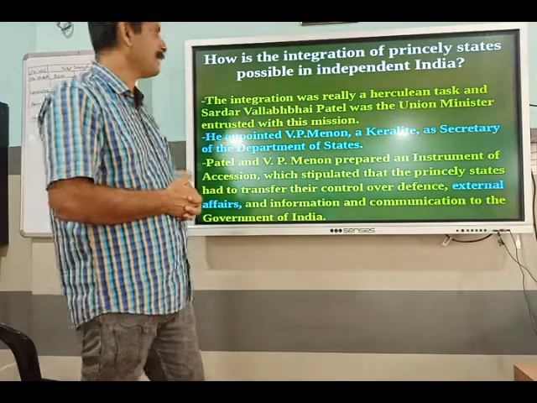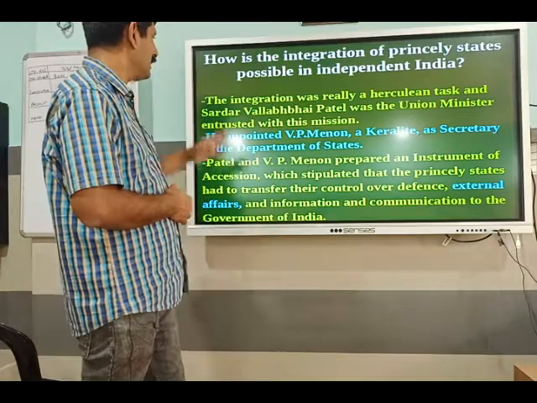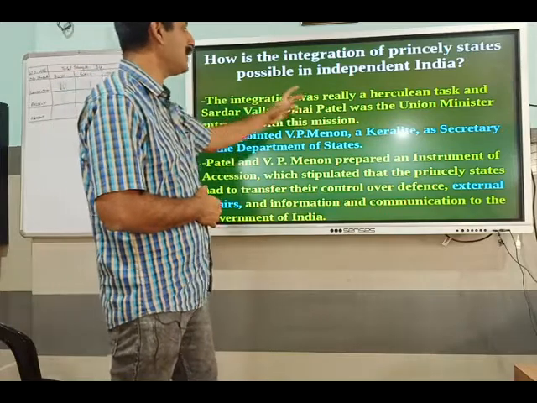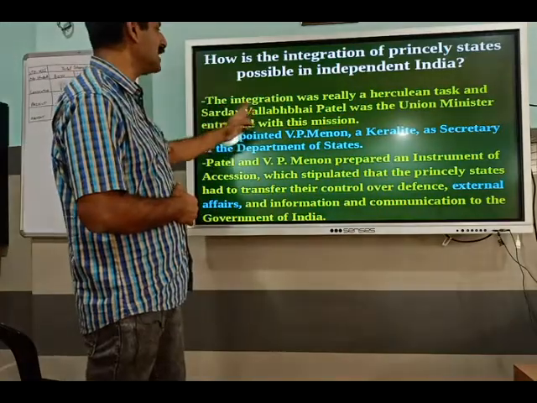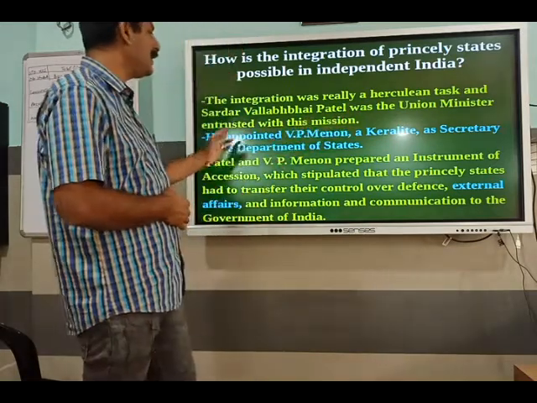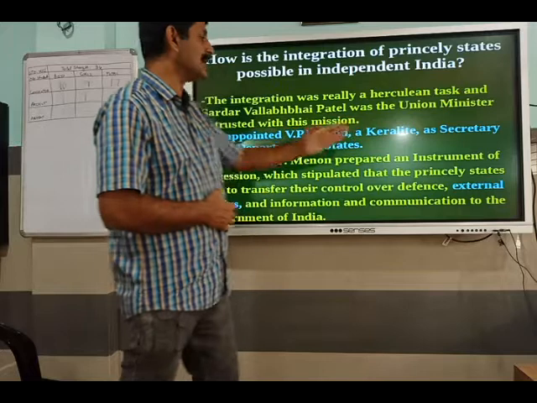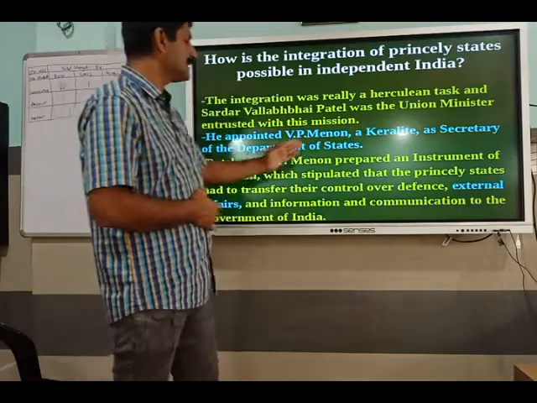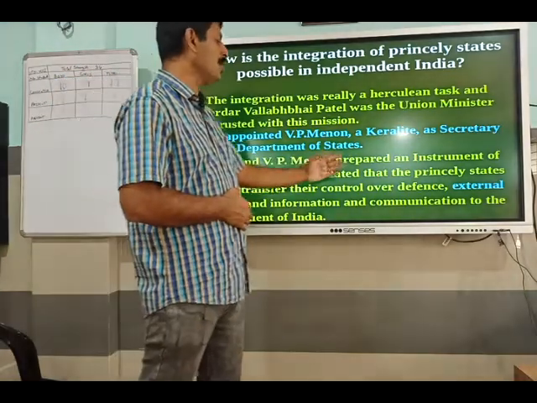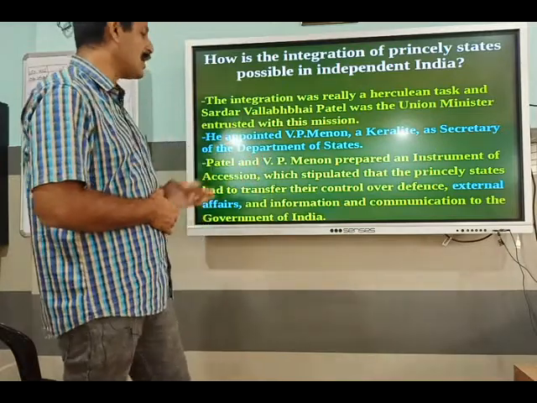became part of the Indian Union. Now, when we are talking about how the integration of princely states was possible in independent India, the integration was really a Herculean task, and Sardar Vallabhbhai Patel was the Union minister entrusted with this mission. He appointed VP Menon, a Keralite, as Secretary of the Department of States. Patel and VP Menon prepared an instrument of accession which stipulated that the princely states had to transfer their control over defense, external affairs and information and communication to the Government of India.